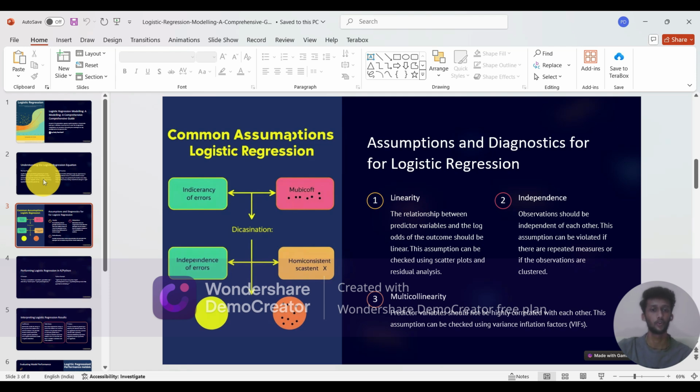Assumptions and diagnostics for logistic regression. First, linearity. The relationship between the predictor variables and the log odds of the outcome should be linear. This assumption can be checked using scatter plots and residual analysis.